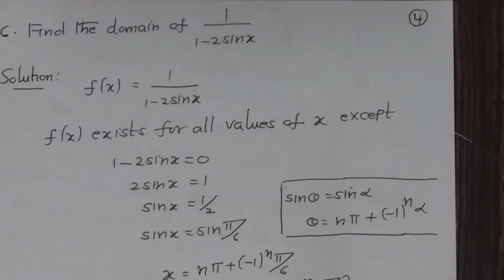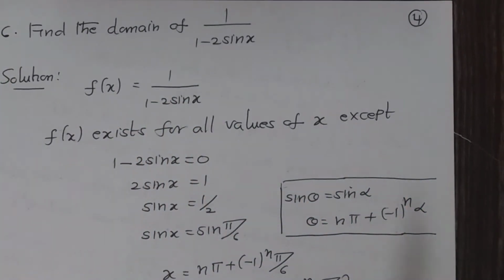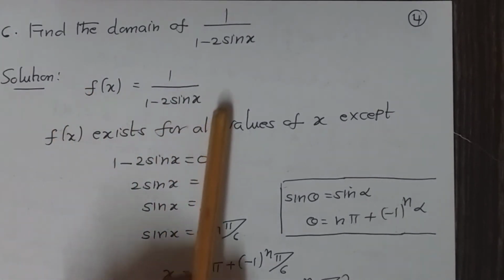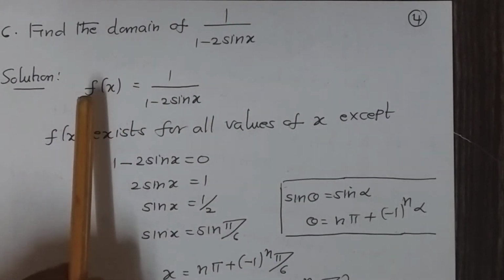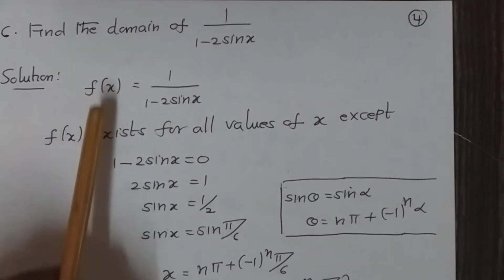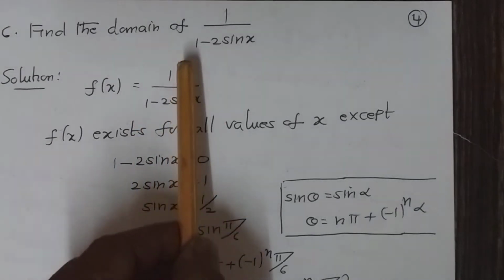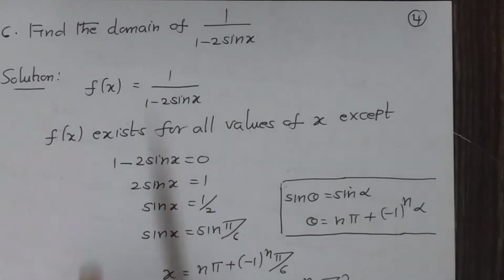So here, listen to this question: f of x is equal to 1 by 1 minus 2 sin x. That means for this function, what are all the x values we can give so that I can get an f of x value? For that, f of x exists for all values of x except those in which the denominator is 0. Because if the denominator is 0, something by 0, the function value becomes infinity. You cannot find the value. That means for those values of x, this function is not defined. So except for those values, for all other real values, it is possible.